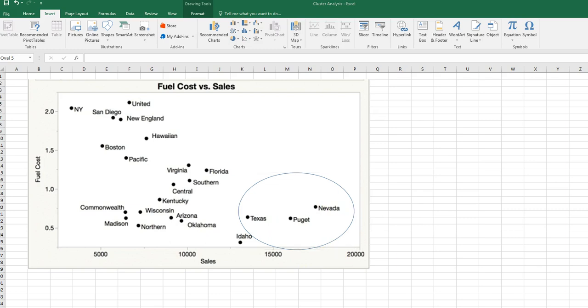Now, before we are in a position to put these observations into clusters, we have to first measure the distance between two observations. Now, in order to measure distance, we first have to define what we mean by distance. And we usually denote distance as a metric of dissimilarity between two observations. So how far away from each other are these two observations?